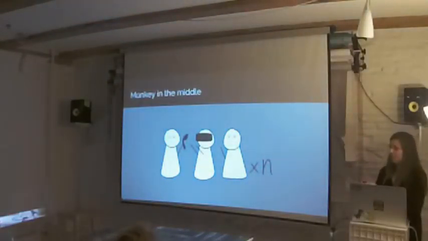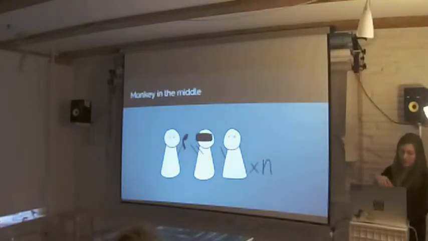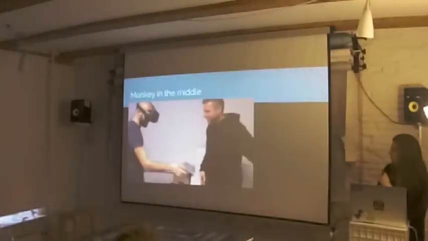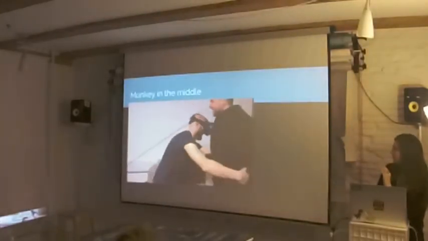We used monkey in the middle, or keep away. So there's one conventional reality person holding the controller, and the VR headset person, able to see only the representation of the controller in the virtual room, has to try to get it, and you can invite as many people as you want. This one, it was pretty easy to confuse people.